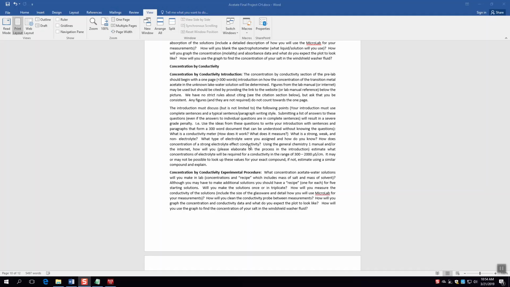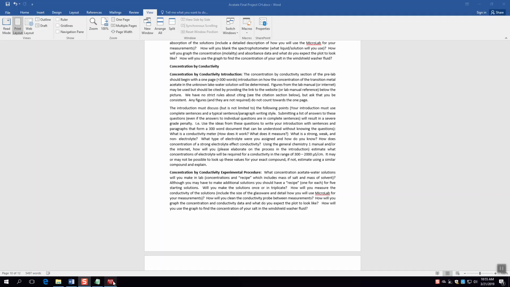The first thing I want to go over is the experimental procedure for this portion of the experiment. This portion is very similar to one of the experiments that you did in General Chemistry 1 when you measured the conductivity and made a calibration curve of salt solutions in order to determine the concentration of an unknown solution using a calibration curve. So you're going to make a calibration curve in this portion of the experiment. But how are you going to make that calibration curve?